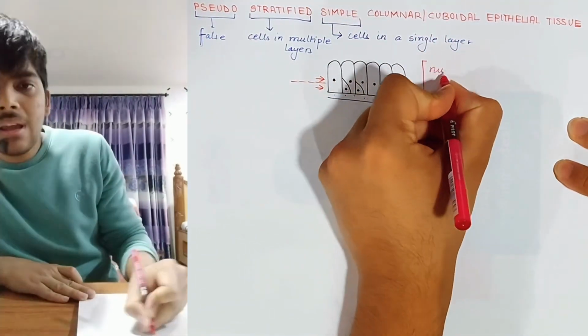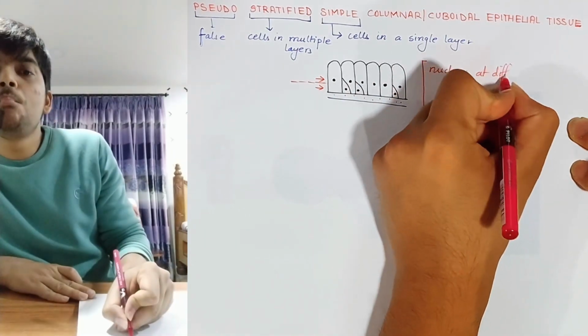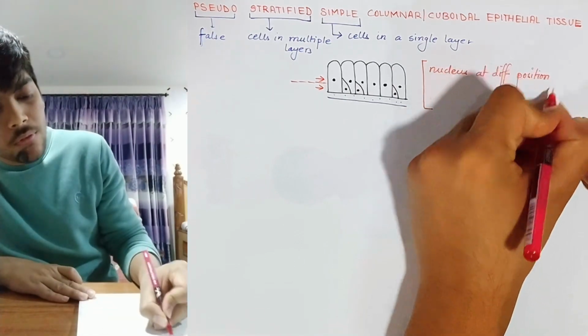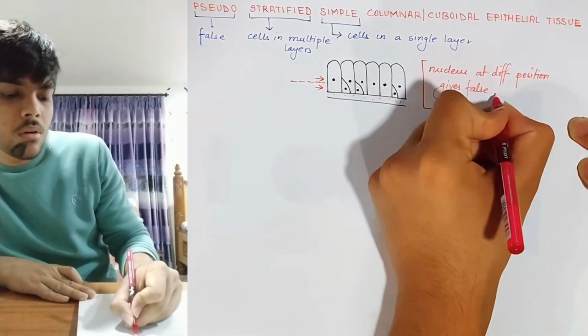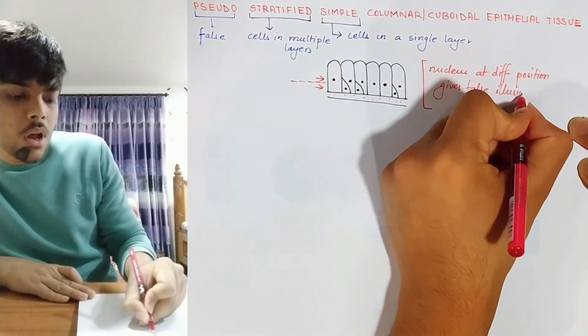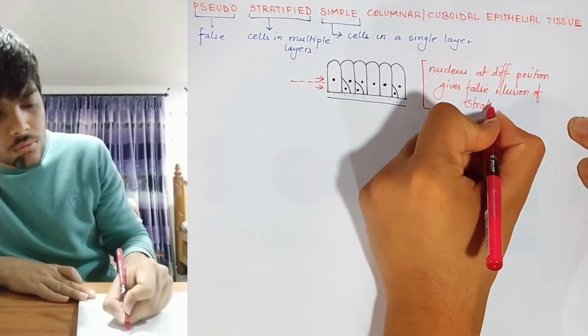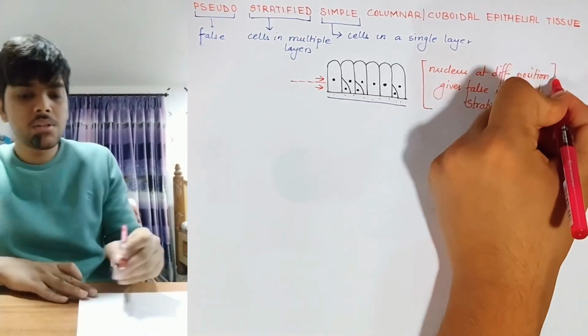So nucleus at different positions, right, gives a false illusion of stratification. Okay, so this is your tissue.